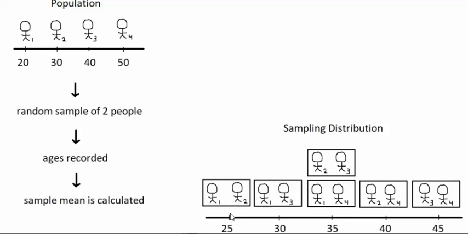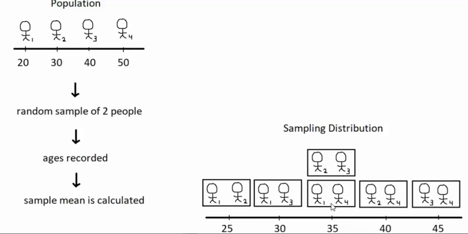Person 1 and person 3 are another possible sample of 2 people. This includes a 20-year-old and a 40-year-old. You can see that up here. Their mean is 30 because 20 plus 40 equals 60, divided by 2 equals 30. There are 2 possible samples that have a mean of 35.